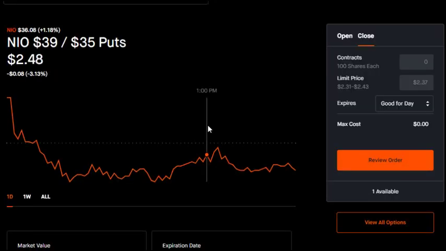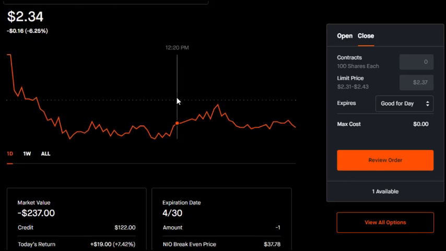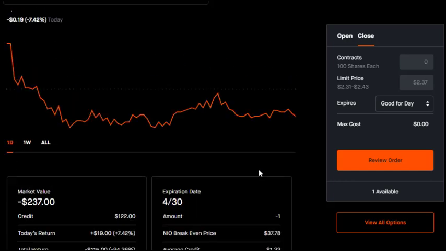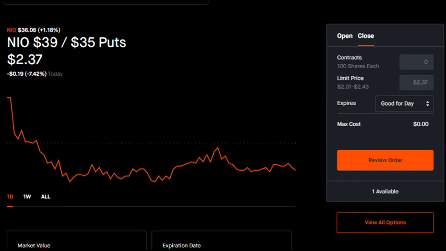NEO, this has been my largest losing position here, currently sitting at $38, well below my strike of $39. I'm still pretty bullish on NEO. I think they're going to move above this price, and I'm still holding this position. I've currently gotten a credit of $1.22, so my break even is at $37.80. So really my net loss right here is only $100, and I'll keep rolling this out in time as long as NEO stays on their current trajectory.